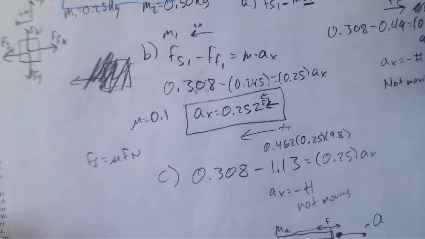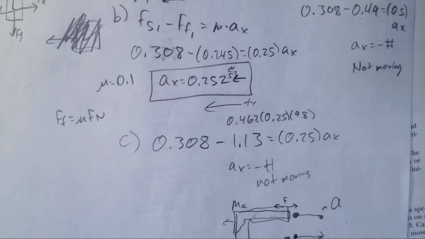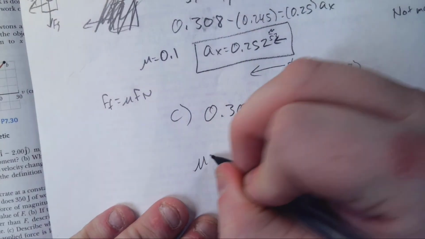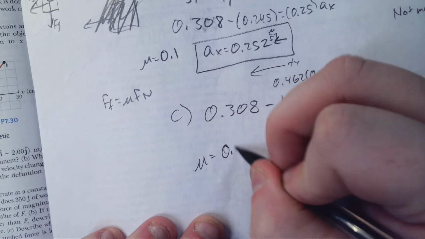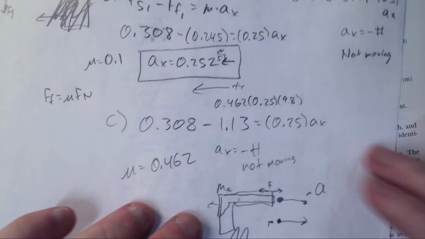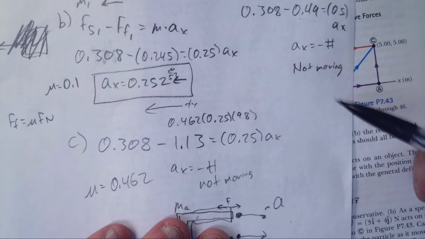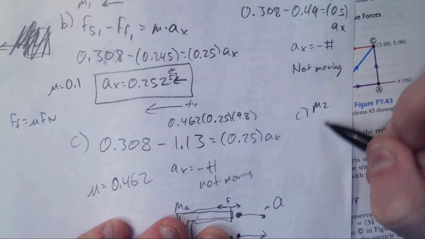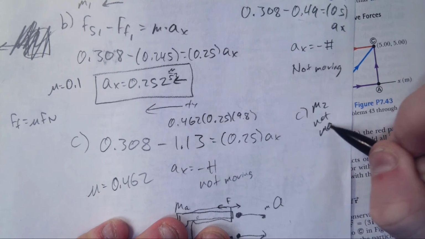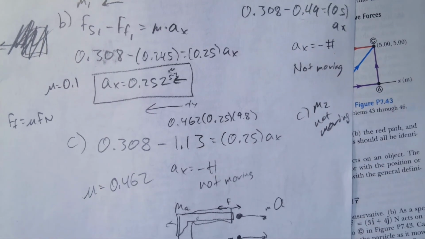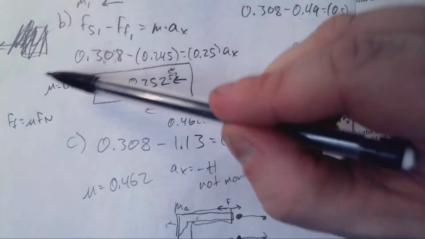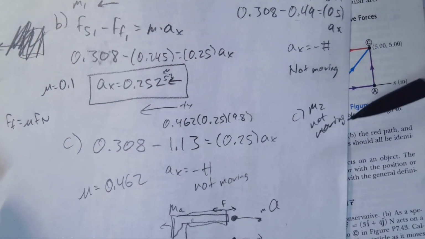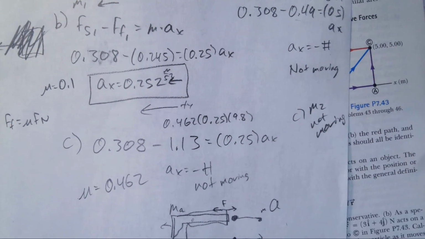Okay, then the last part for C is now we're moving the coefficient of friction up to 0.462. It's pretty easy for part C for this one because mass 2 is not moving. If it didn't move under 0.1 coefficient of friction over here, it's certainly not going to move with 0.462.